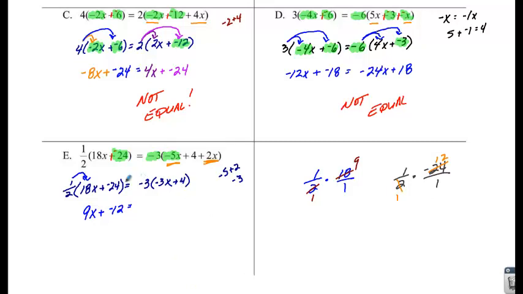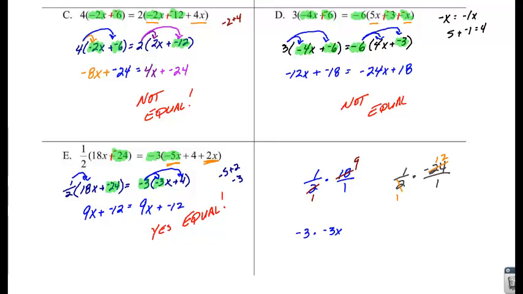I didn't highlight when I got here, so let's go back. Let's make that a habit. All right. Negative 3 times negative 3x, 9x. You want to see that? Negative 3 times negative 3x. Negative times negative has to be positive. And negative 3 times positive 4, so plus negative 12. And this is a yes. Equal.